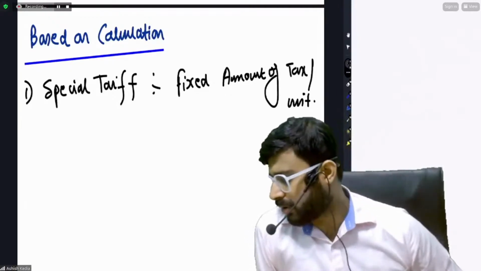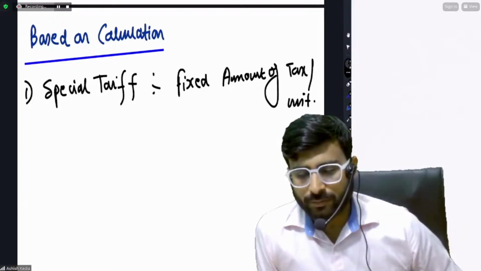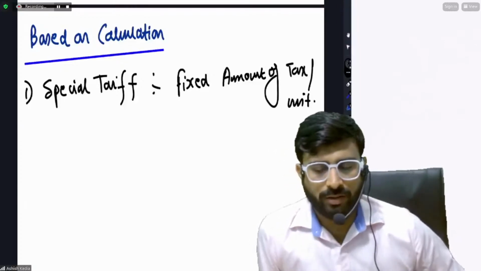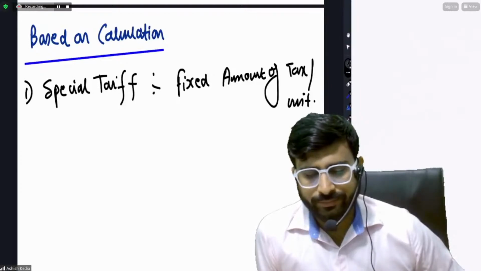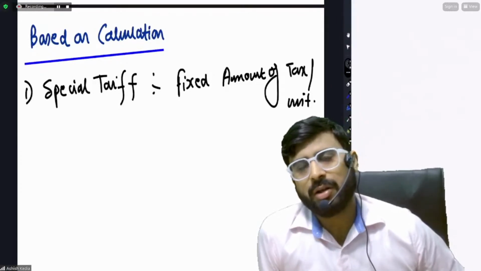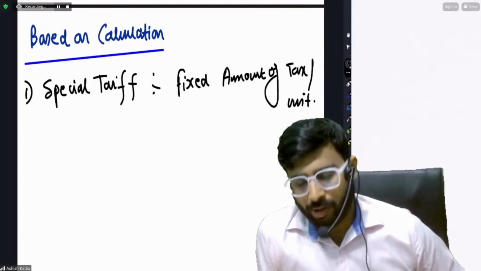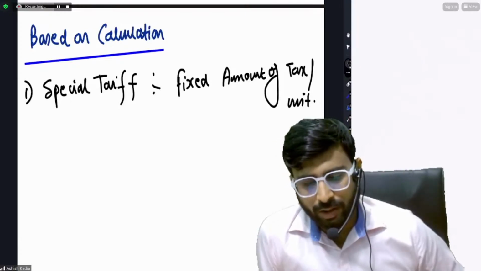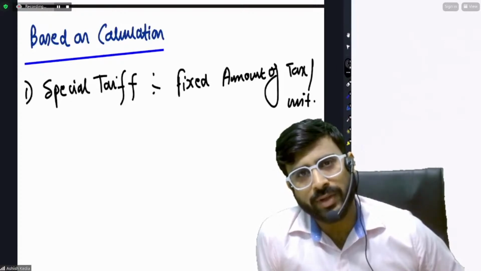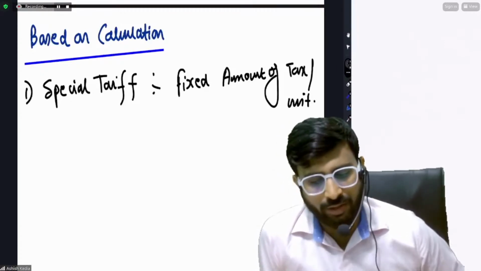Okay, let me help you out. Friends, it is a fixed amount of tax per unit. So what is happening here is, there is a fixed amount of tax per unit. What happens here? Please pay attention.